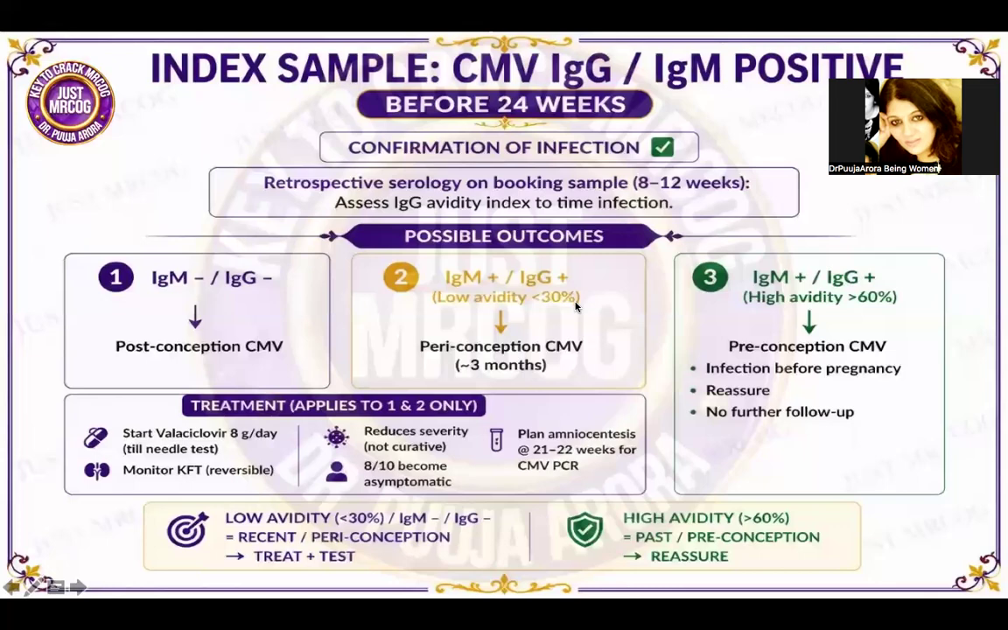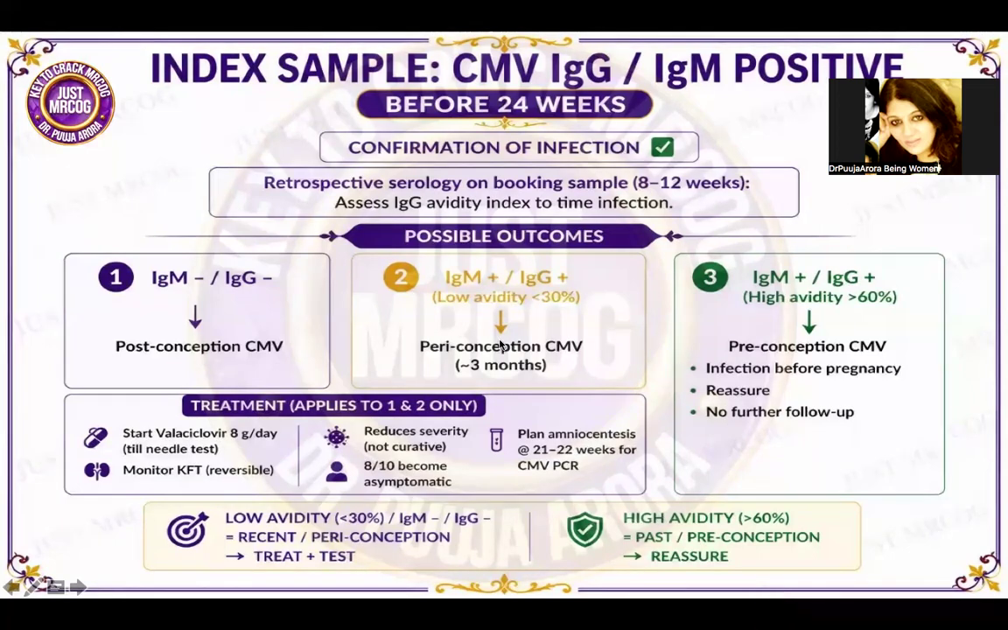Where confusion arises is when IgG, IgM are positive even in the booking sample. So it is positive in the index sample, and it is also positive in the booking sample. Then how to differentiate? Then we offer the avidity test. This is to time the infection. How to remember? When avidity is high, it means immunity is high. It means infection before pregnancy, reassure, no further follow-up.